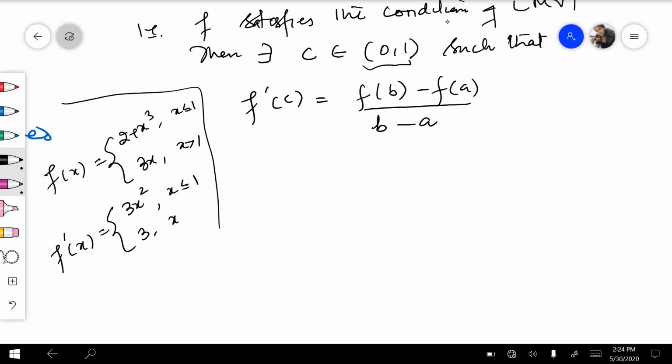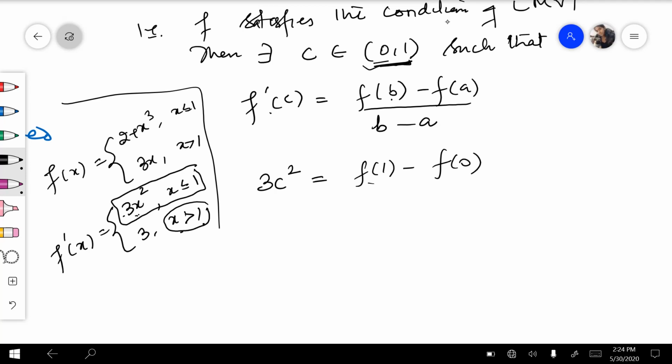हमें c की वैल्यू जो चाहिए that is between 0 and 1, that means x is less than 1, तो उस केस में f dash c क्या आ जाएगा? 3c square. ये वैल्यू इसलिए हम कंसीडर नहीं कर रहे बिकॉज it is for greater than 1 और c की वैल्यू लेस देन 1 है. It is equal to f of b minus f of a upon b minus a, which is f of 1 minus f of 0 upon 1 minus 0.